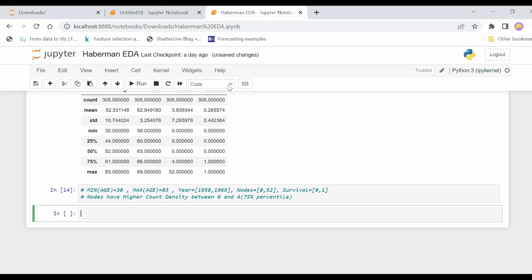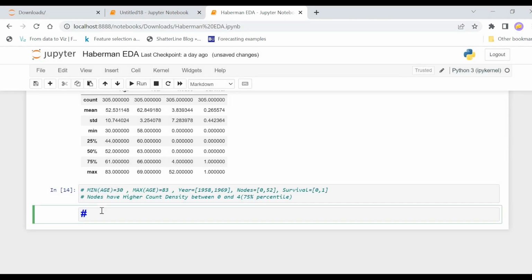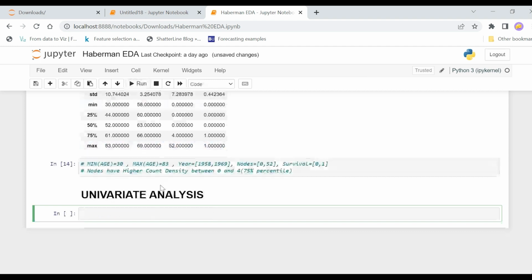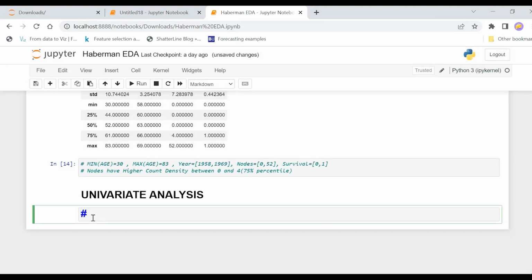Now we can start with the univariate analysis. So let us understand about univariate analysis. Univariate analysis is what we have actually started doing from the data description, because we have seen the ranges of all these features. So the first thing, let us understand about the survival here. What is the survival feature? What does it say?